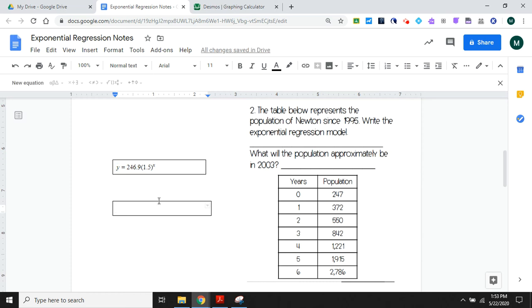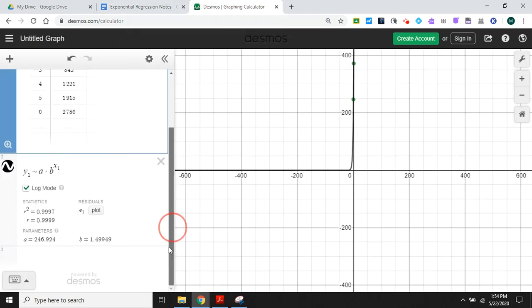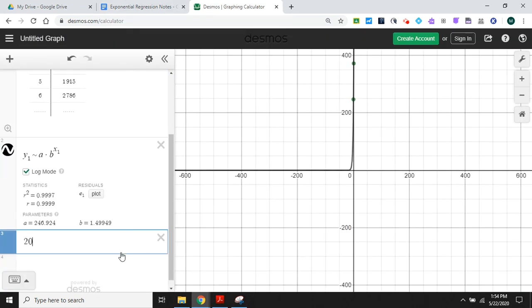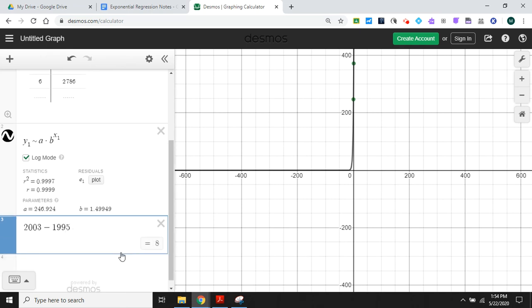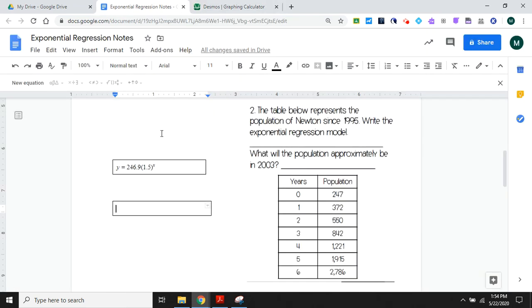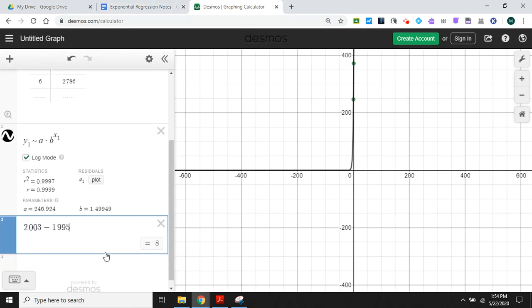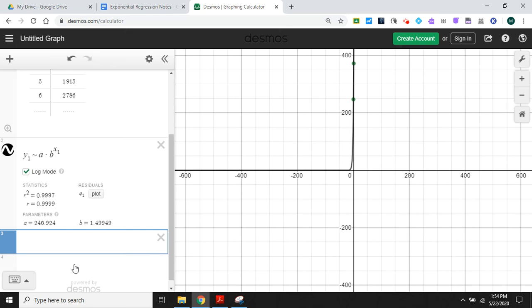Alrighty. Now we're going to use this model to figure out what the population is going to be in approximately 2003. So we need to figure out how many years 2003 is from 1995. I can go down here and use this calculator. We can do 2003 minus 1995, and that gets us 8 years. So I'm going to pop into my calculator 246.9 times 1.5, control period, and then put in an 8.